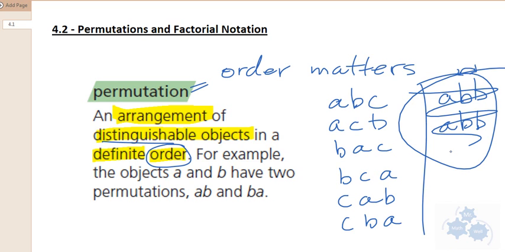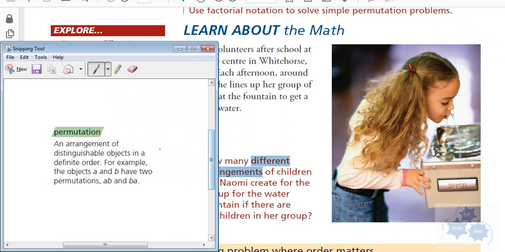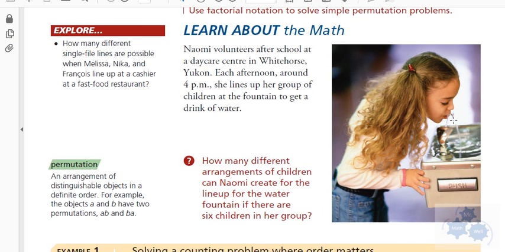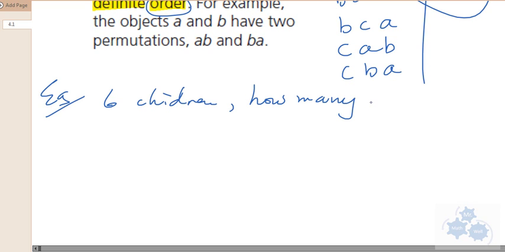Okay. So fundamental counting principle. Let's go back to that example in the text. So this one right here. There's one of the little girls there, and they're lining up at the water fountain. So we could do this through the fundamental counting principle, couldn't we? So for that example, we have 6 children, and the question is, how many permutations do we have for them to line up?